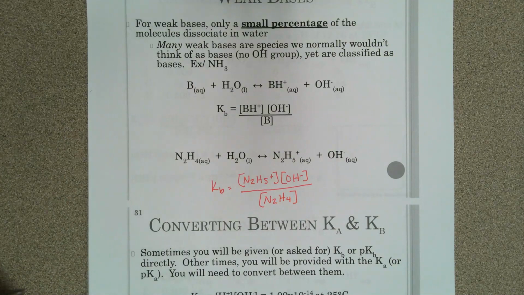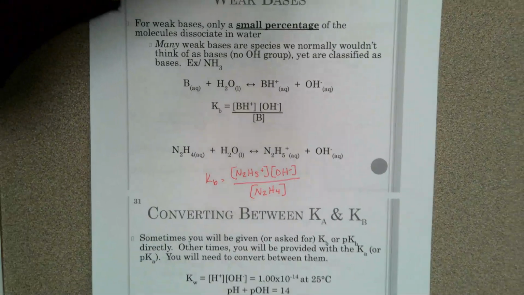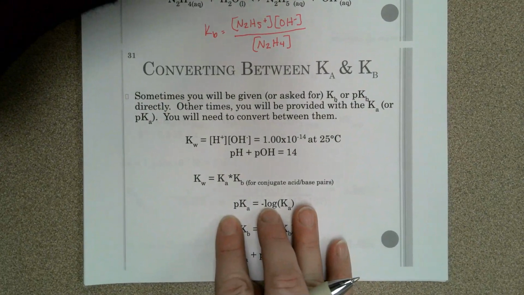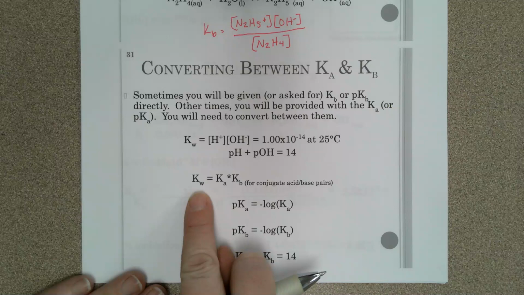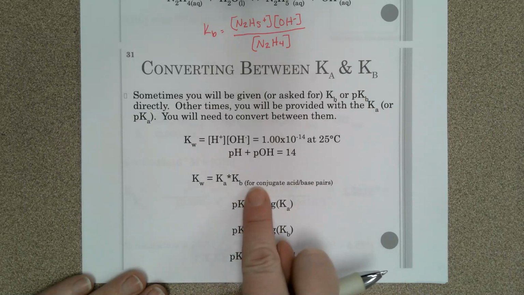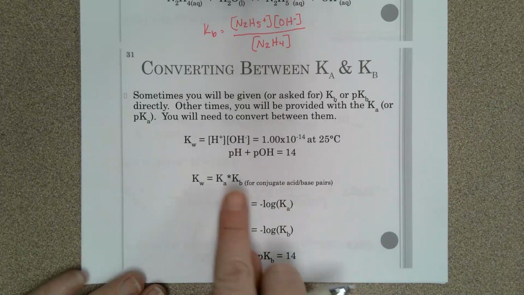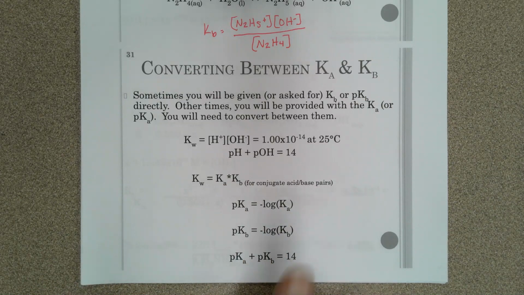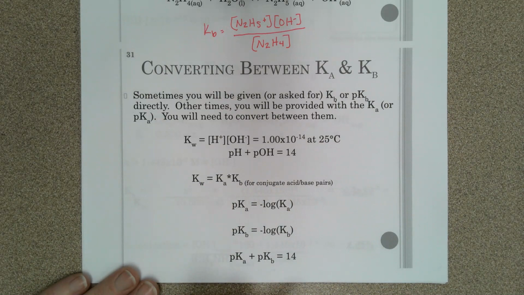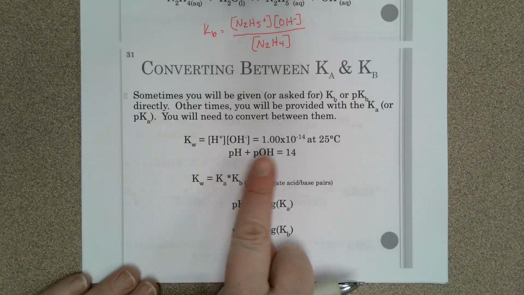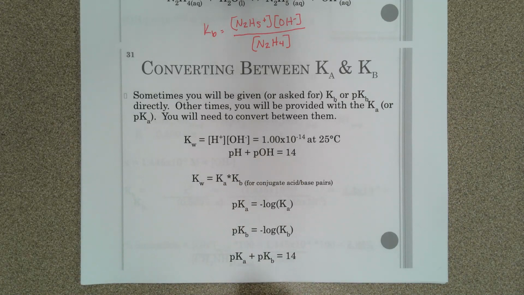Now, there is a relationship between Ka and Kb that is numerical. If we multiply our Ka times our Kb, we're going to get our Kw. And this only works for our conjugate acid-base pair. So you can't just have a Ka from one acid and a Kb from a different base. If they're conjugate acid-base pairs, when you multiply them together, they will give you your Kw. Don't forget pKa and pKb is just the negative log, and if we take our pKa plus our pKb, that's going to equal 14, just like our pH plus pOH equals 14.